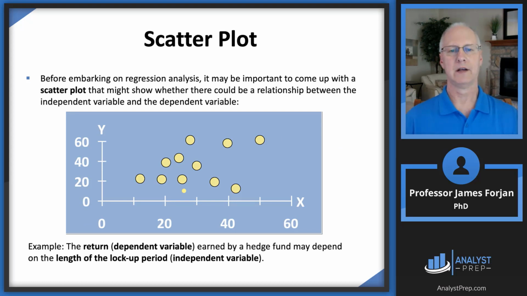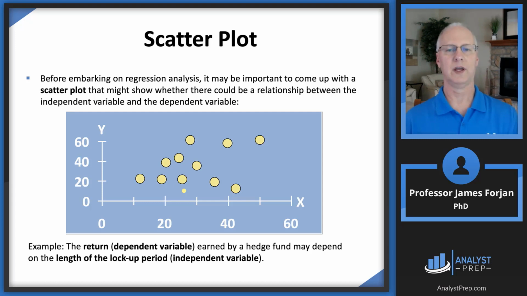Now let's look at the relationship between two variables here. Let's call this a scatter plot. So all we're doing is collecting data on a y variable and an x variable, and we're plotting them on a graph. All right, so in this case, let's suppose that the return earned by a hedge fund, which is the dependent variable, may depend on the length of the lockup period, which is the independent variable. So we've got that return going up the vertical axis, and we've got the length of time going on the horizontal axis.